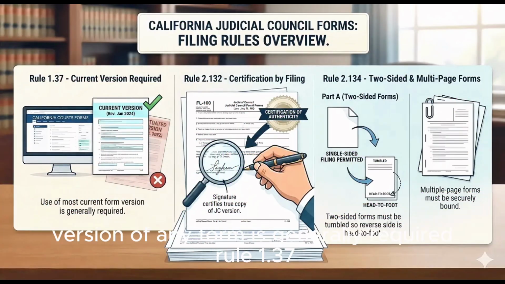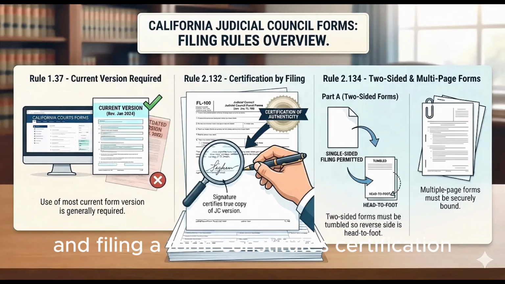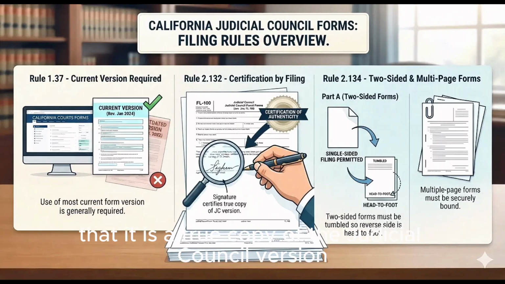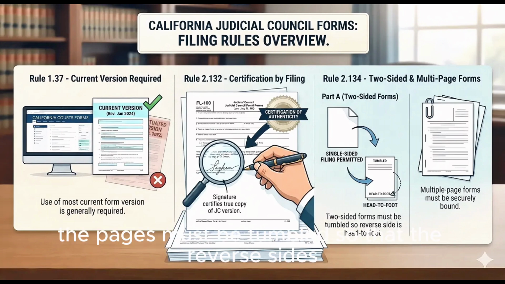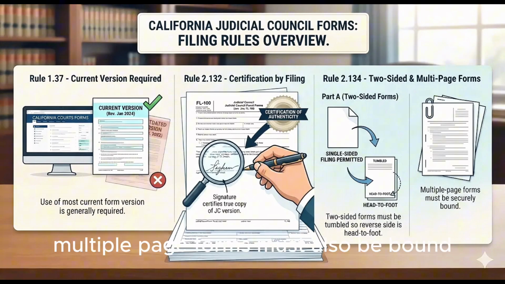Use of the most current version of any form is generally required, Rule 1.37, and filing a form constitutes certification that it is a true copy of the Judicial Council version, Rule 2.132. Rule 2.134 permits filing of single-sided forms even if the original is two-sided. But when two-sided forms are filed, the pages must be tumbled so that the reverse sides print head to foot. Multiple page forms must also be bound.